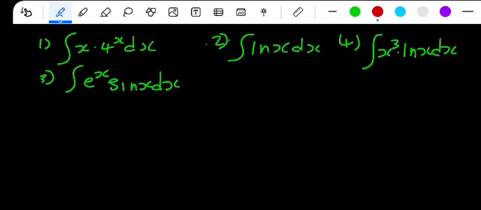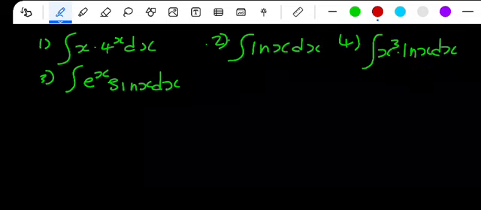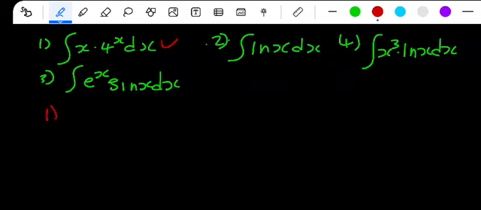In this video, we'll be focusing on integrating by parts. We have given question 1. Is it mathematics and 5, by the way? You've given there question 1. We've given question 1: we should integrate here. We should find the integral of x multiplied by 4 raised to the power of x, dx.